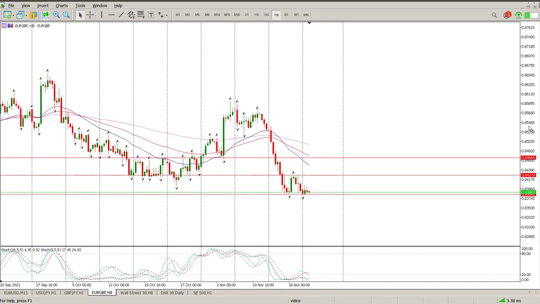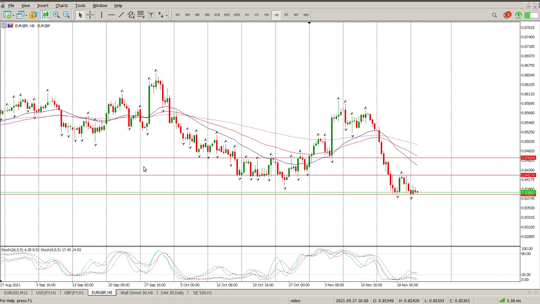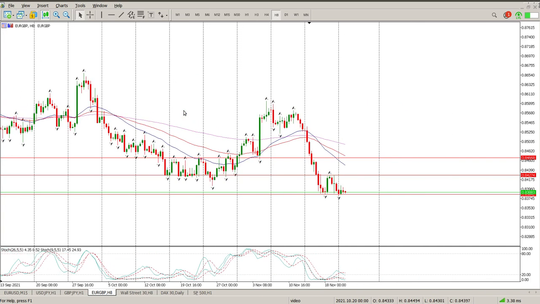If we start looking at Euro British Pound, you can see how we were below the moving averages, above the moving averages, below the moving averages, but that's been the trend for quite some time. I'm not entirely convinced that we have an opportunity to buy or sell here. These are the two levels that I gave you yesterday. It hasn't really gone out of there. To the upside, we're looking at 0.84274. To the downside, we're looking at 0.83842.